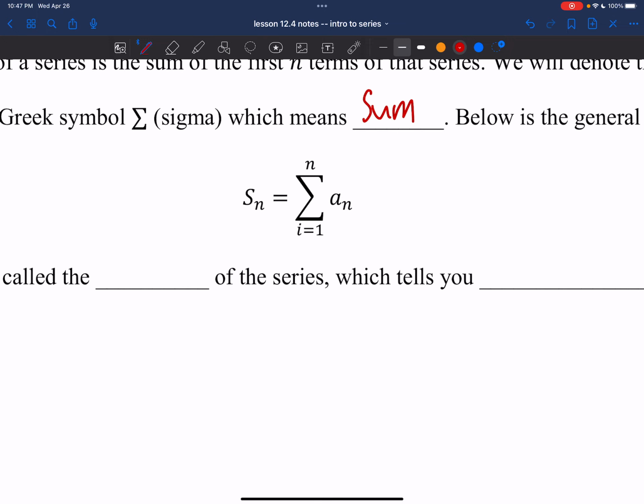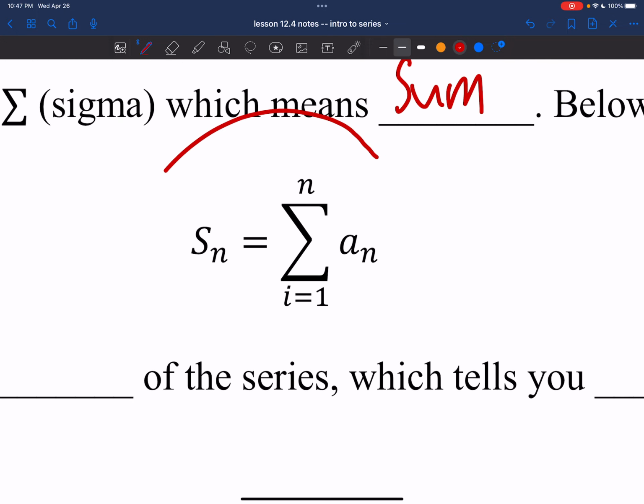And I'll zoom in a little bit here. This is sort of the general notation for a sum, for a series. So here's what we have. S sub n, maybe I'll do this in yellow here. S sub n, this is the nth partial sum.